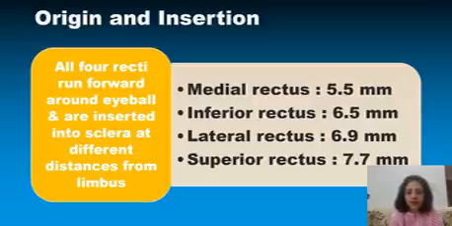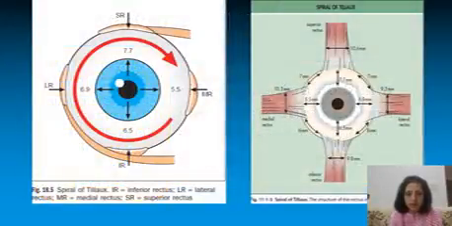All the 4 recti, after originating from the annulus of Zinn, then run forward around the eyeball and are inserted into the sclera at different distances from the limbus. Medial rectus 5.5, then inferior 6.5, lateral 6.9, and superior rectus is inserted in the sclera about 7.7 millimeters from the limbus. This is the insertion of the recti.